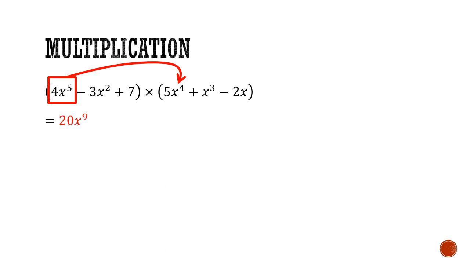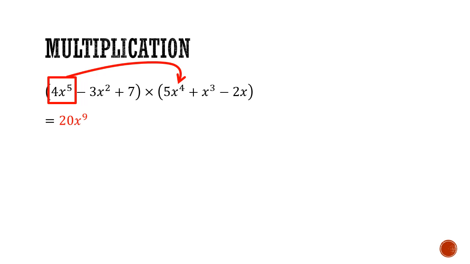We start off with 4x to the power of 5, and that's going to multiply with 5x to the power of 4. So 4 times 5 gives us 20. x to the power of 5 times x to the power of 4, using our index law, you will get x to the power of 9, which is 5 plus 4. We add the exponents together.